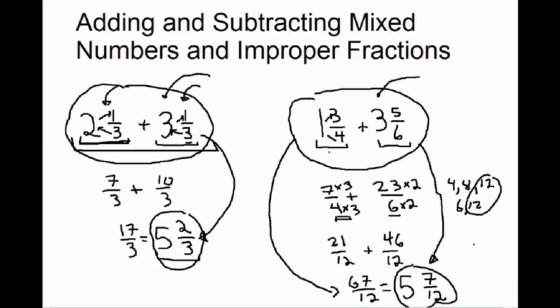You change your mixed numbers to improper fractions. Make sure the denominators are the same. If they aren't, you have to make them common denominators. And then we add the numerators and leave the denominator the same. And then if we end up with an improper fraction, we change it to a mixed number.